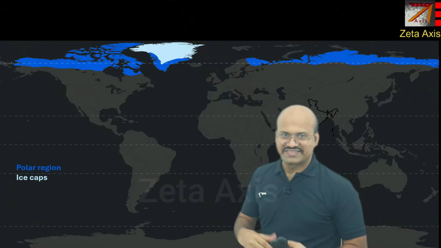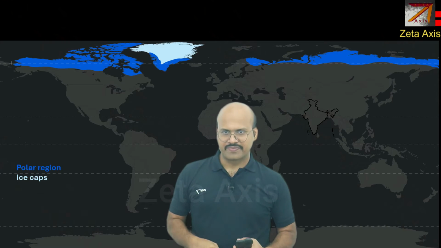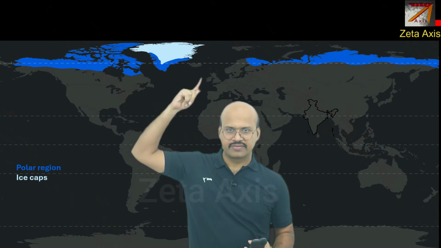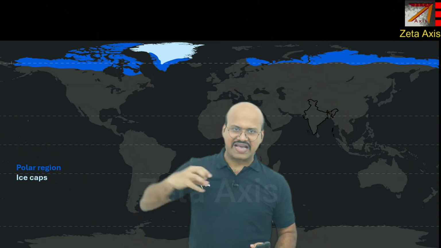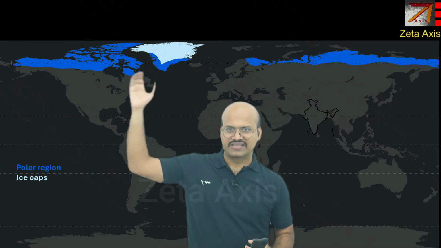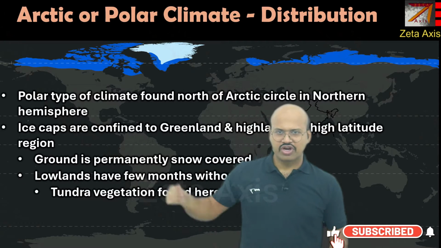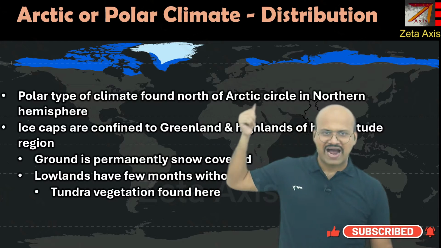Today we will discuss the Arctic or polar climate. So here we can see the regions which experience the Arctic type of climate or the polar type of climate, which is marked in this blue color. The white regions are the regions having ice caps. So here we have permanent ice in this region, while these are the regions where we have the polar type of climate.